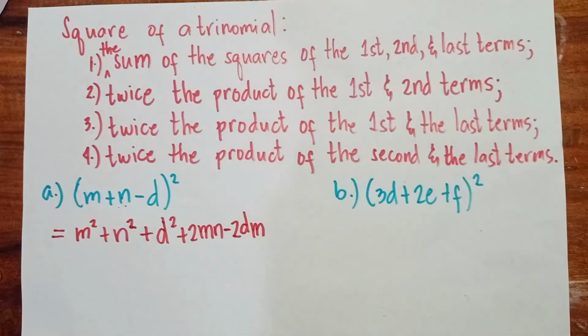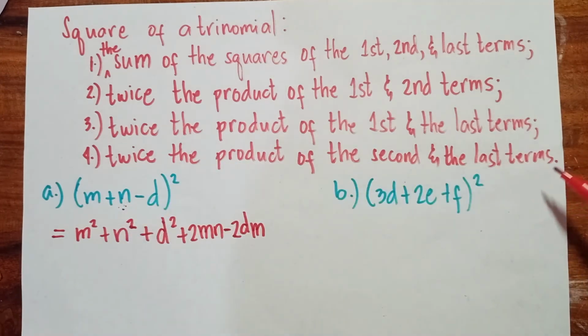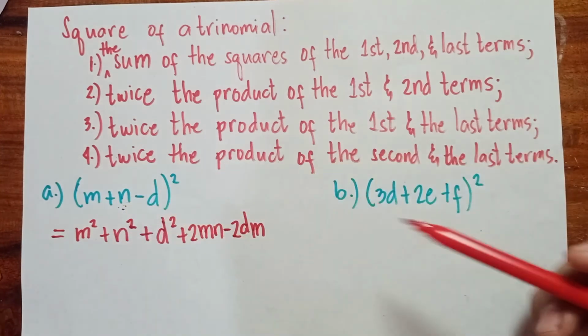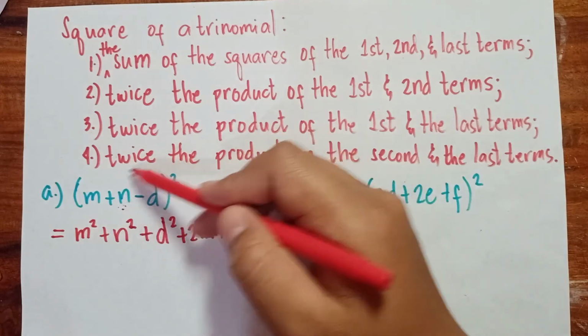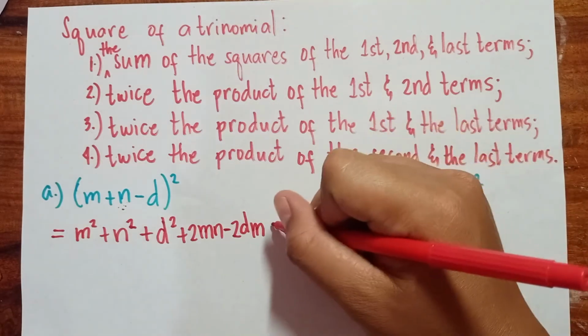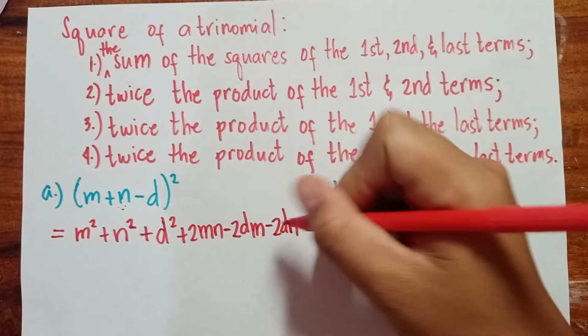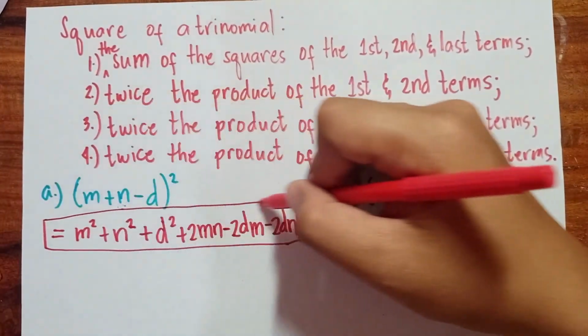Next, the last step is we are going to multiply the second and the last term, then multiply that product by 2. So our second term is n, our last term is d, or negative d. So n times negative d, that gives us, correct, negative dn. So multiplying negative dn by 2, that means twice, okay? So multiply by 2. So negative dn times 2, that gives us, correct, negative 2dn. So this is now the final answer.